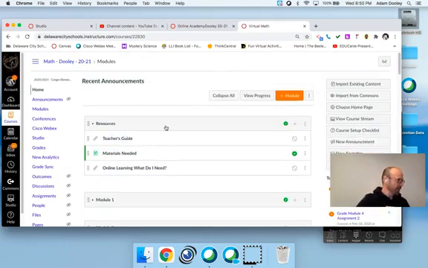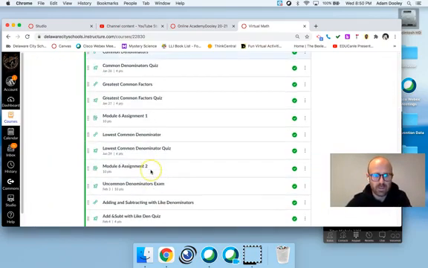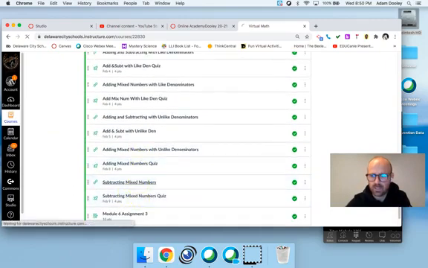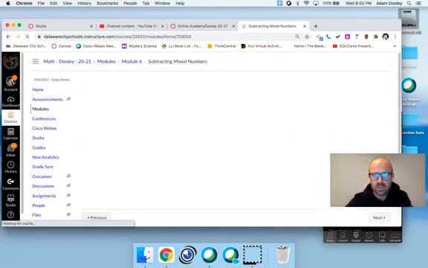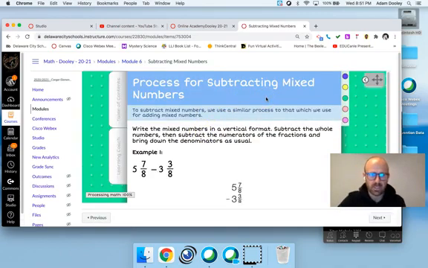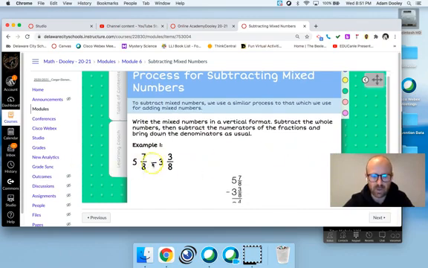I'm going to get some paper out, so we have something to write on for this. And we go into subtracting mixed numbers. Alrighty, so the process for subtracting mixed numbers. To subtract mixed numbers, we use a similar process to that which we use for adding mixed numbers. When writing mixed numbers, write them in a vertical format. Subtract the whole numbers, then subtract the numerators of the fractions and bring down the denominators as usual. So this is the horizontal.